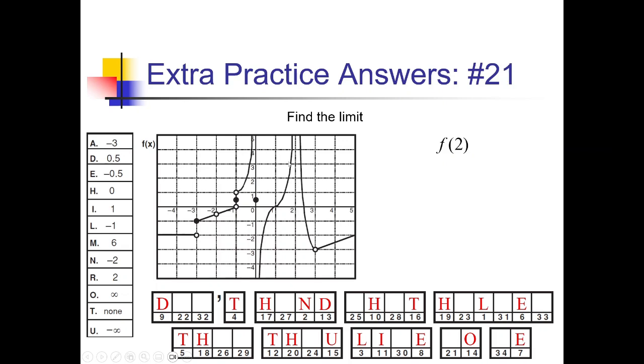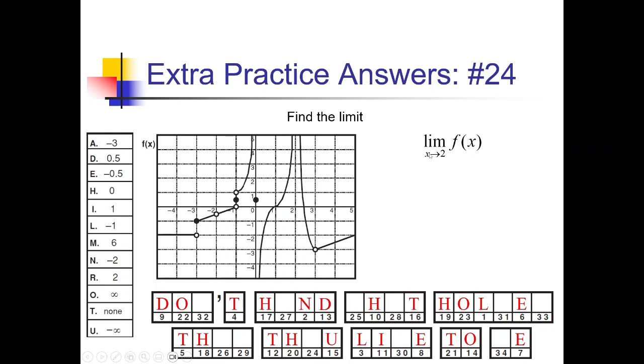For f of 2, this is right here. Looks like we've got a vertical asymptote there, so that would be undefined for the actual function value. So that would be t, none, going in spot 21 right here. For the left-sided limit at 2, as we approach 2 from the left side, we're going up forever, positive infinity. That goes with O, going in spot 22 right here. For the right-sided limit at 2, as we come from the right side towards x equals 2, we're going up forever, positive infinity. So that's another O, this time going in spot 23, which is all the way over here.